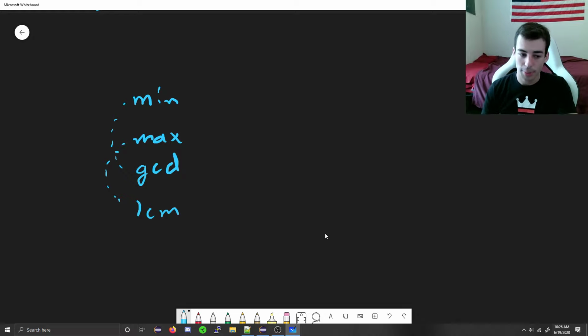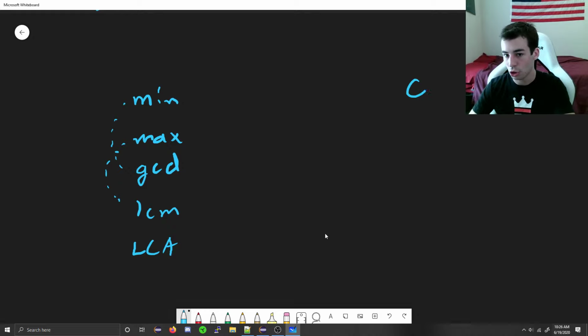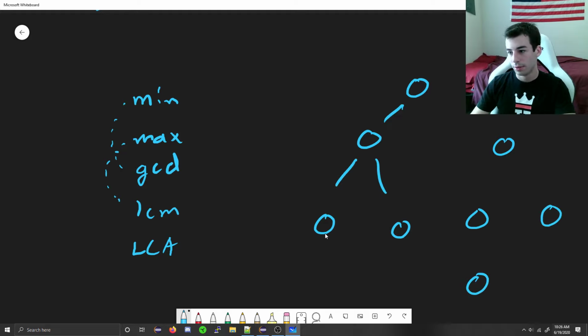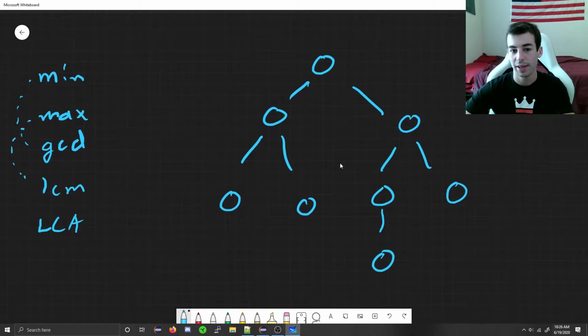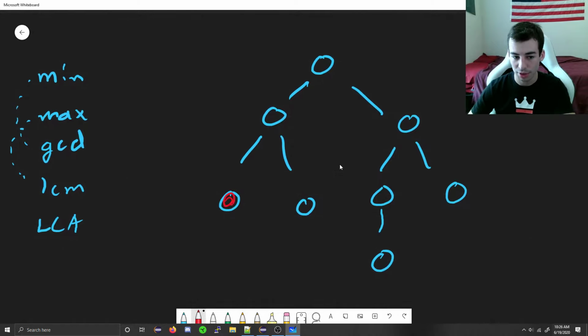The final thing that I'd like to talk about that you can use RMQs for, which is actually super interesting, is for LCA. So this stands for lowest common ancestor. So let's say you've got some tree. Maybe this is your tree here. And what your goal here is, maybe you're given 2 nodes, so maybe you're given this node here and this node here. And you want to find what is the lowest node that's an ancestor of both of these nodes. So in this case, the answer would be this node here. And you want to find this node relatively quickly.